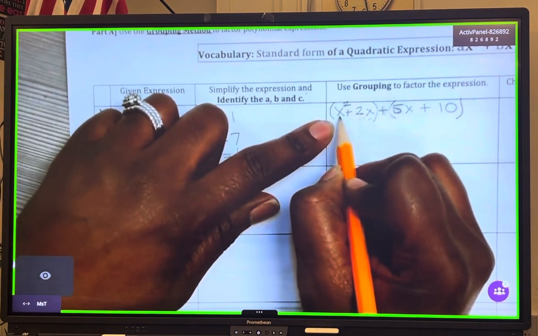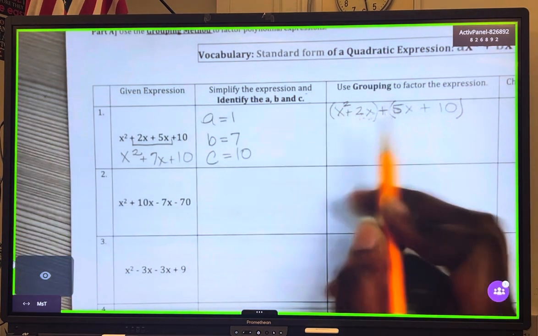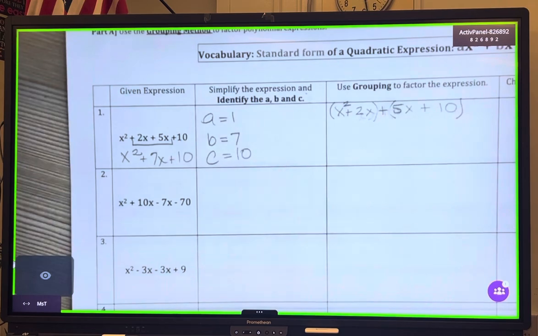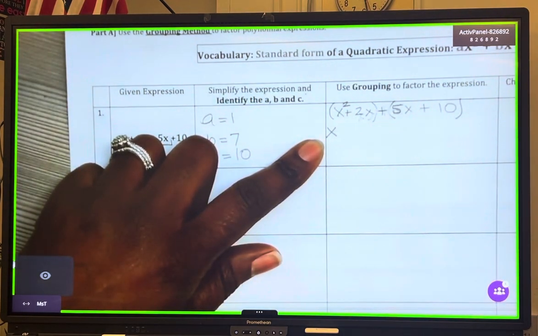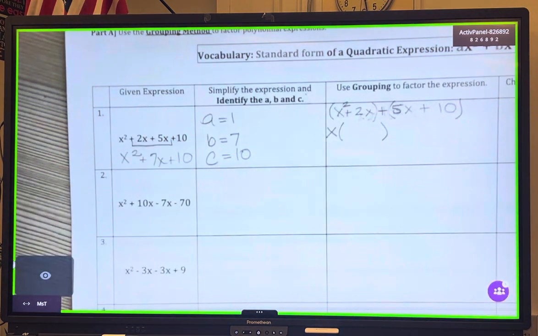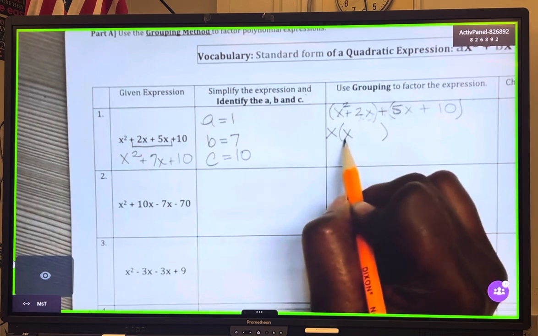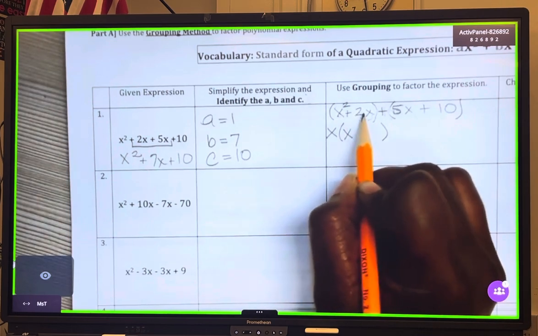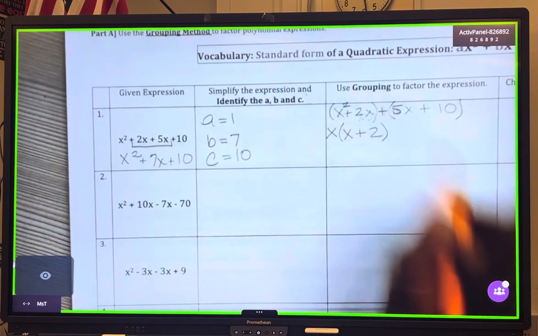Okay. So now watch this. What is the greatest common factor between x squared, which is x times x, and 2x? X. Or 1x, right? So now I'm going to pull that out, and look what I'm doing. I'm going to put a parenthesis. If I take an x out of here, if I divide this by x, what's going to be left? An x. If I take an x out of positive 2x, what's going to be left? 2. What kind of 2? Positive 2.